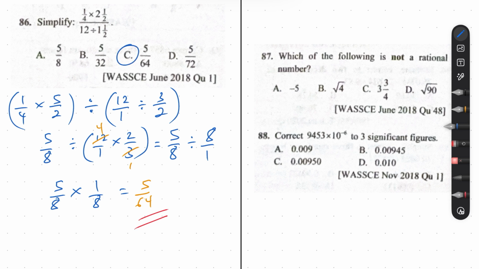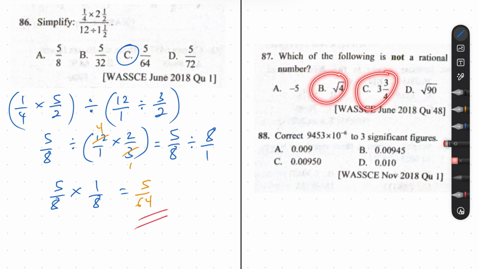Now, it says which of the following is not a rational number? So now, is -5 a rational number? Of course it is. Is root of 4 a rational number? Of course it is, because if you find root of 4, you get 2. So this is also a rational number.